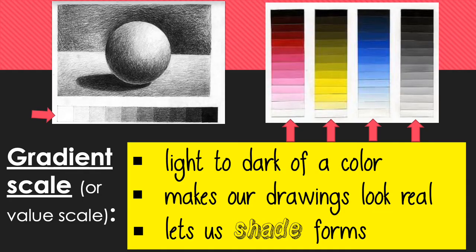A gradient scale, a value scale, or a grayscale, all those terms are usually used interchangeably. They basically mean the light to dark of a color. This is what can make our drawings look more realistic and let us shade our shapes to turn them into forms. Like the example on the right where we see the sphere has been made to look like it has 3 dimensions by simply using a different value for different areas.